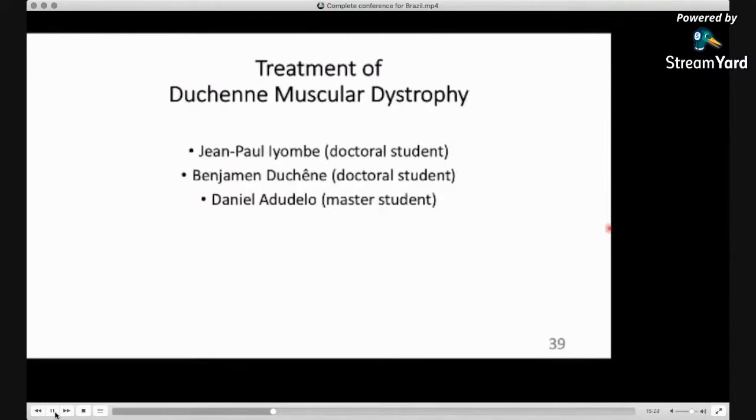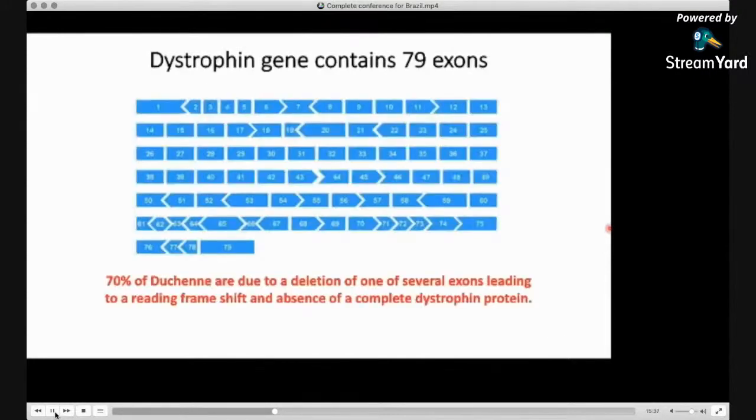We are also using the CRISPR-Cas9 technology to develop a treatment for Duchenne muscular dystrophy. Duchenne muscular dystrophy is due to mutation in a gene coding for the dystrophin protein. It is a large gene containing 79 exons. Some of these exons do not contain a multiple of 3 nucleotides, and thus 70% of Duchenne muscular dystrophy cases are due to deletion of one or several exons, and the total number of coding nucleotides which are deleted is not a multiple of 3.